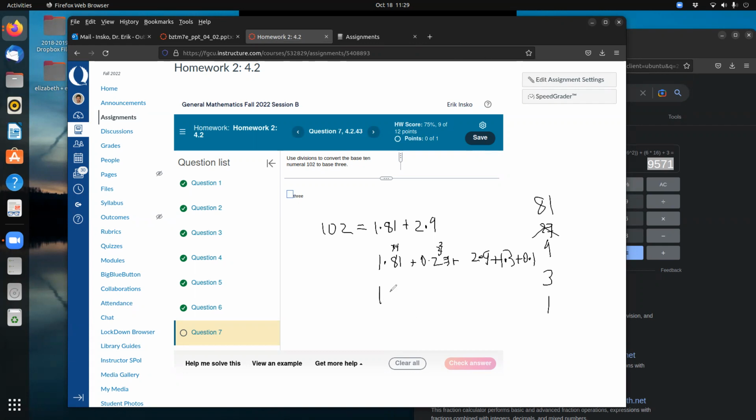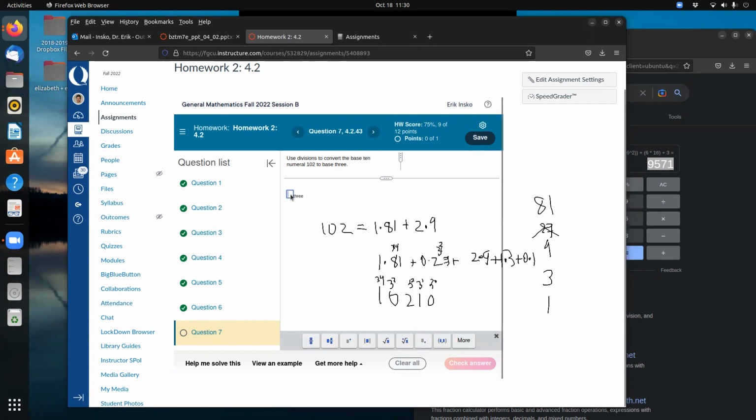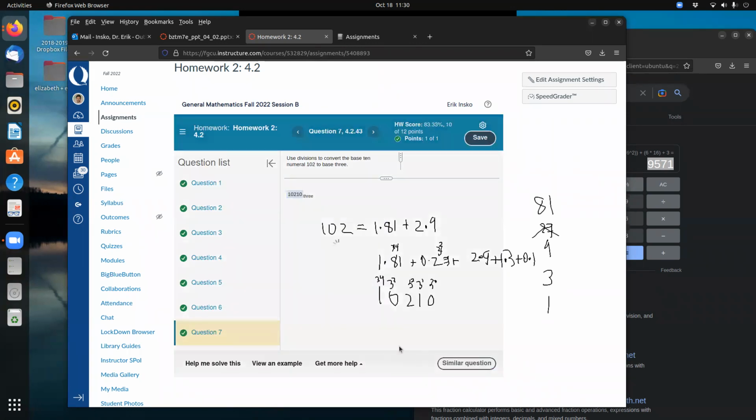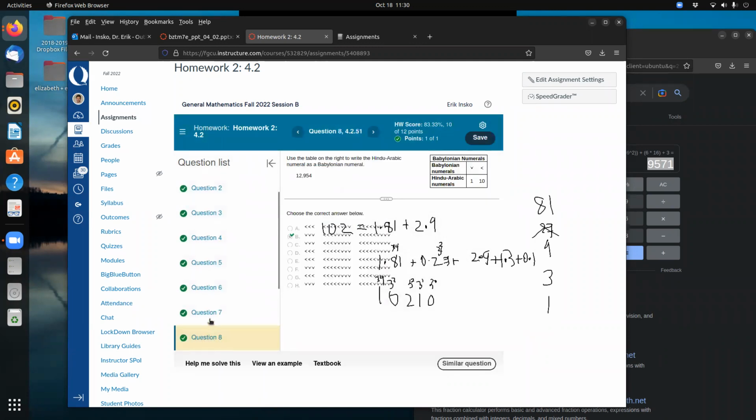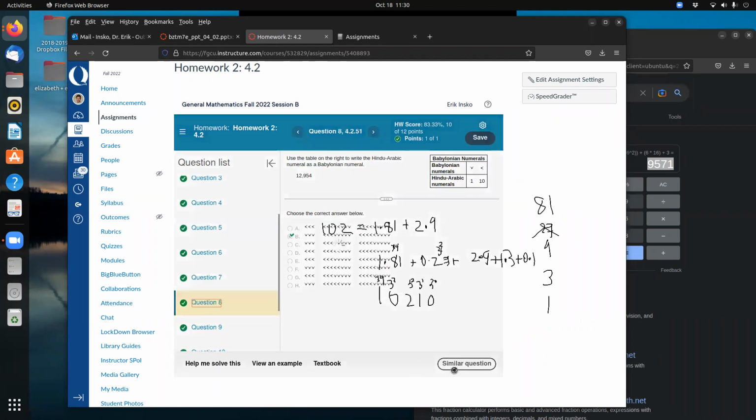Sorry for that handwriting. 1, 0, 2, 1, 0. Okay, so this is the 3 to the 0 power. This is the 3 to the first. This is 3 squared. This is 3 cubed. And that's 3 to the fourth. So hopefully I did all that right. Let me plug it in and see. So 1, 0, 2, 1, 0. Check answer. Good. Let me go back and do a similar question.